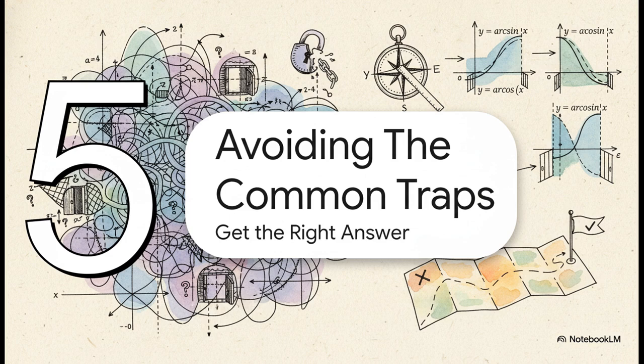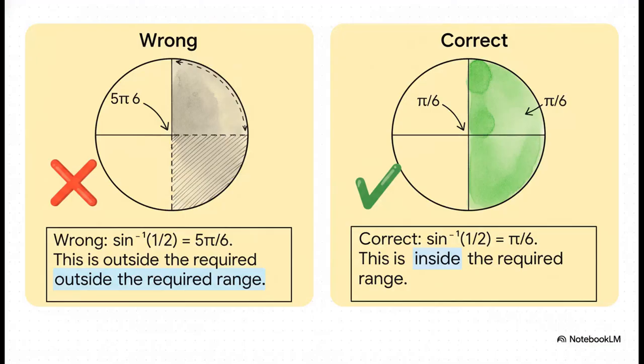So now let's talk about avoiding the common traps to make sure you get the right answer every single time. This right here just lays it all out, plain and simple. Look at the wrong answer. Yeah, the sine of 5 pi over 6 is 1/2. That part's true. But who cares? It's outside the required range. So for an inverse function, it is the wrong answer. The only correct answer is the one that follows the rules and falls within that official range.